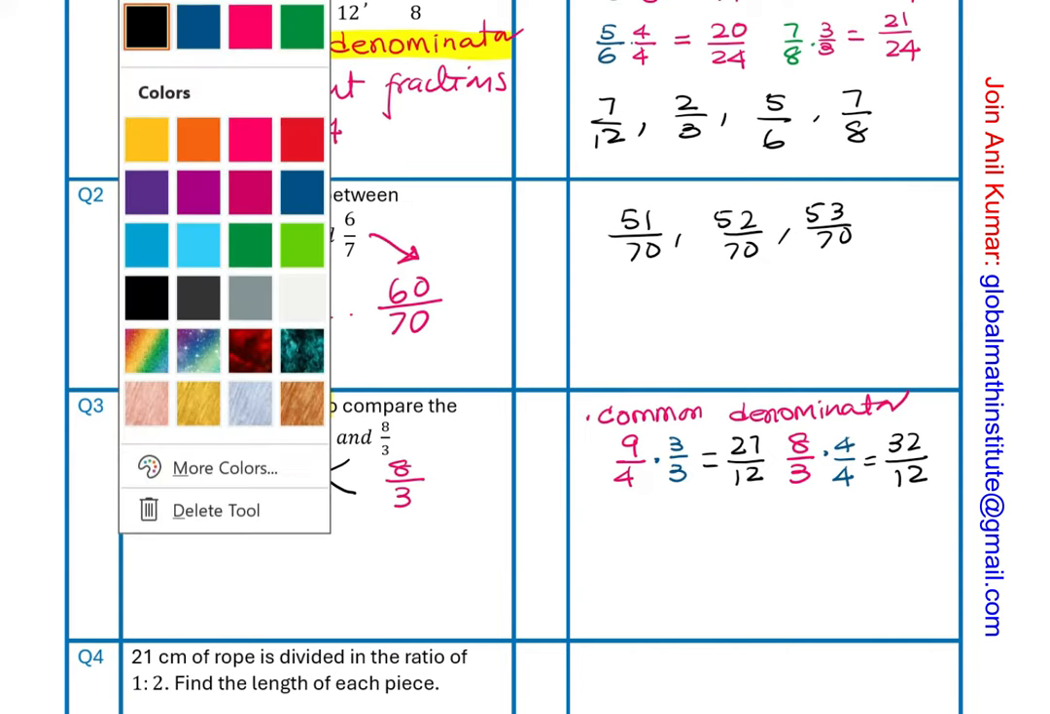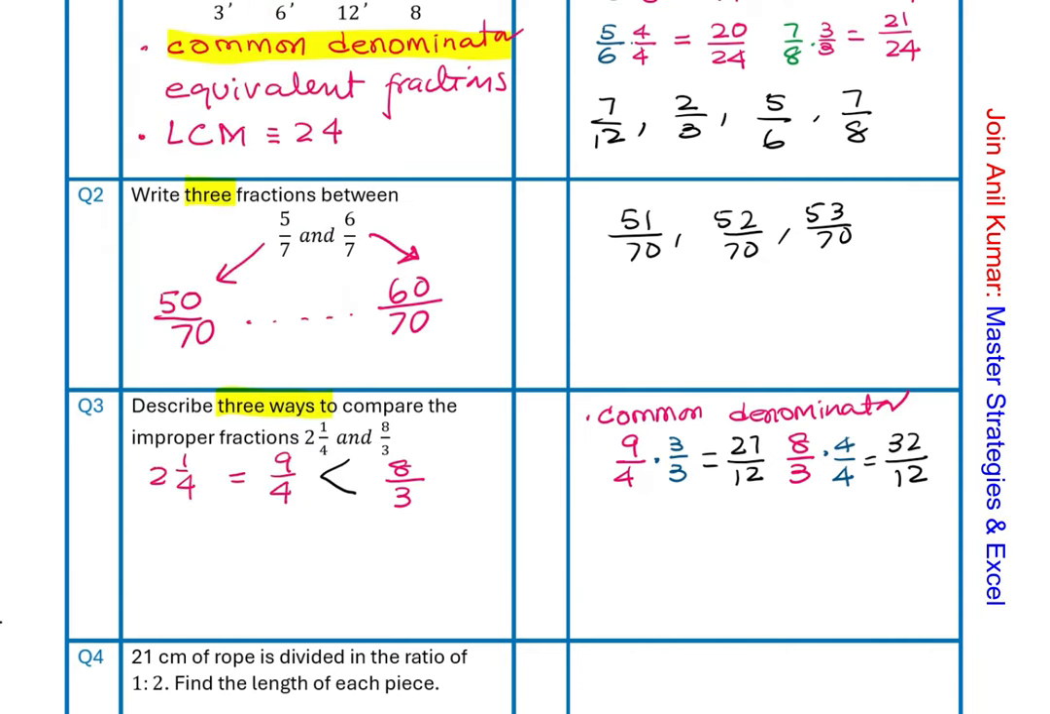Another technique is something which I call cross multiply. You have seen above, practically we have done cross multiplication. See how it works.